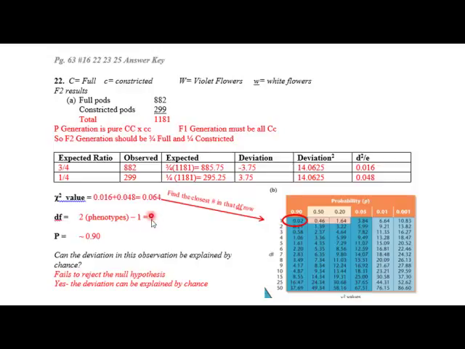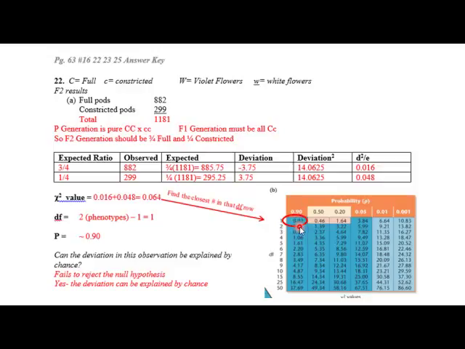You take that number 1, the degrees of freedom, you go over to your table. You find the degrees of freedom of 1 and go across, and you're going to look in here for the number that is closest to our chi-square value, because these are all chi-square values. The closest one is this 0.02, which is closest to 0.064. So we're doing pretty good, because we're going to say our probability is 0.9.